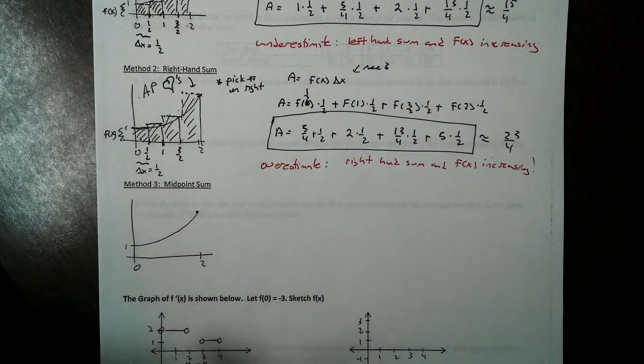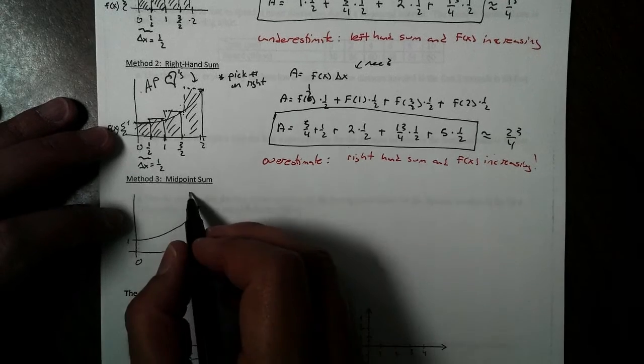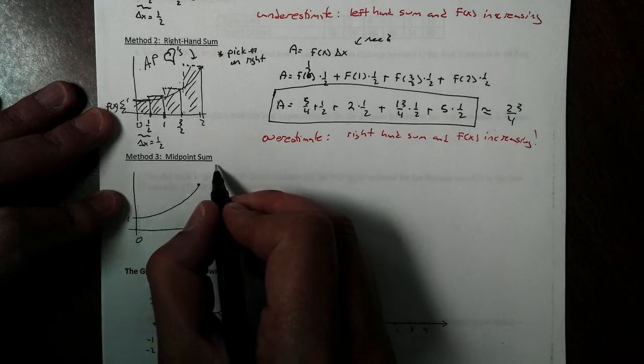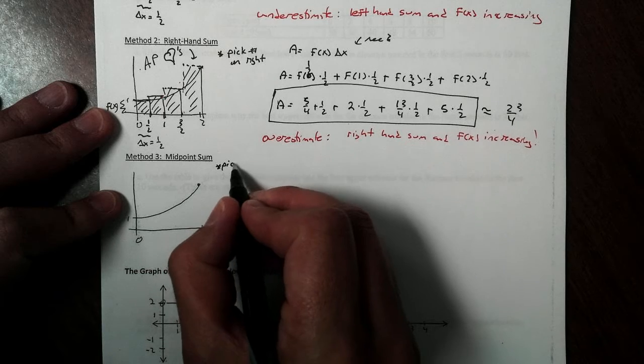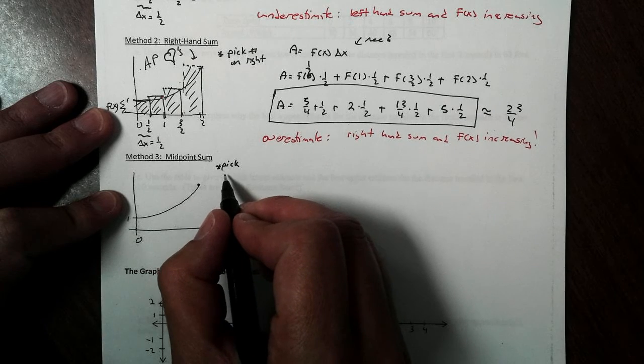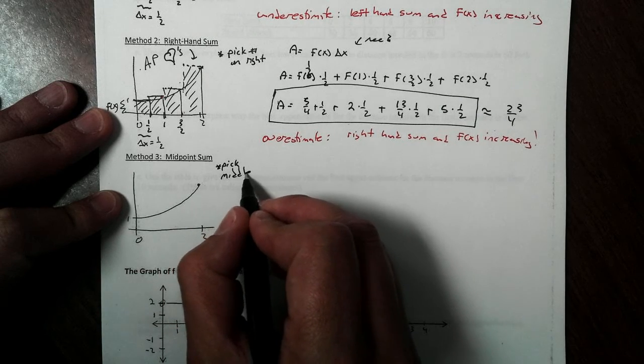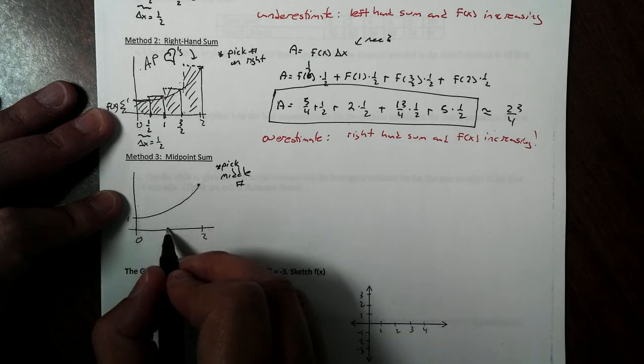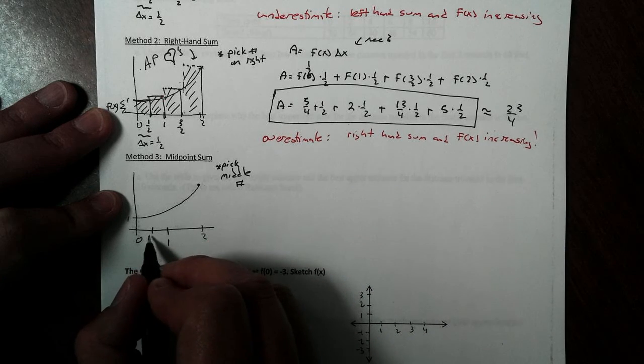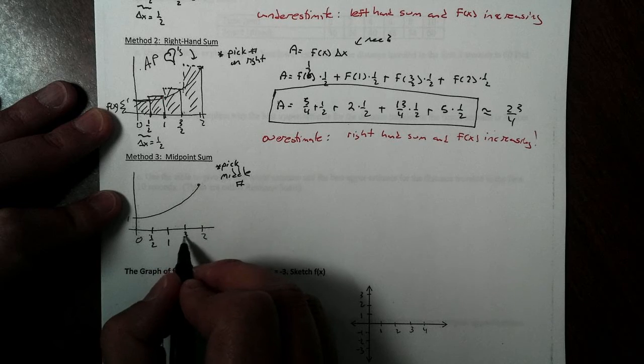All right. The next we're going to take a look at is what we call the midpoint sum. And this is sometimes the harder one. We're going to pick the middle number. And this is a little bit tricky. We have to get more creative. We're going to pick the middle number. So again, there's 1, there's 1/2, there's 3/2.